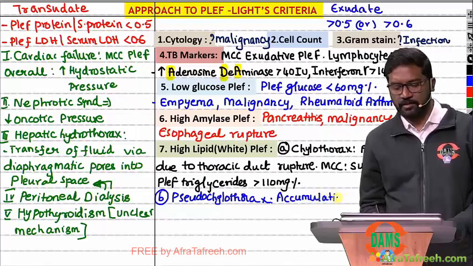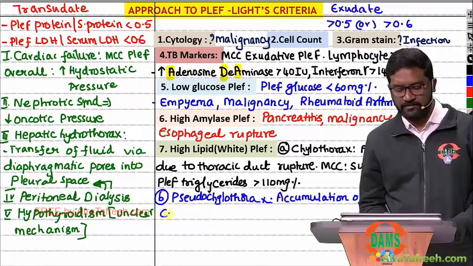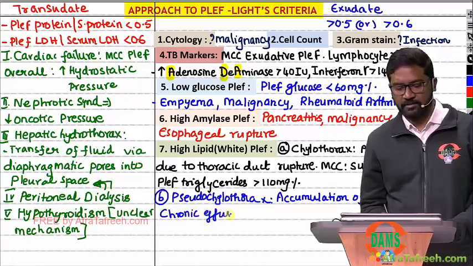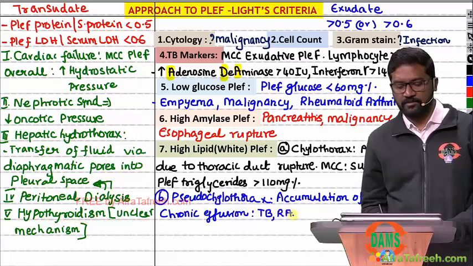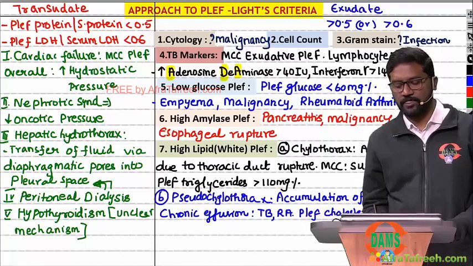Accumulation of cholesterol crystals in chronic effusions. In chronic effusions such as TB, rheumatoid arthritis. So here the disease defining feature will be pleural effusion cholesterol. It will be more than 200 mg%.